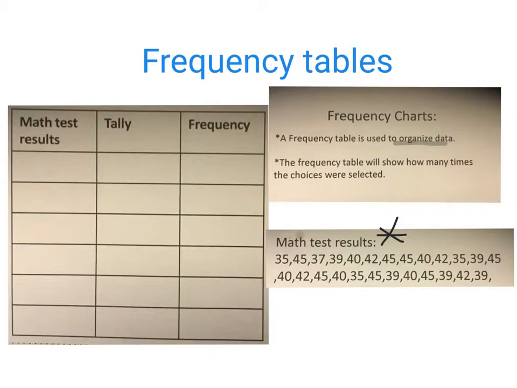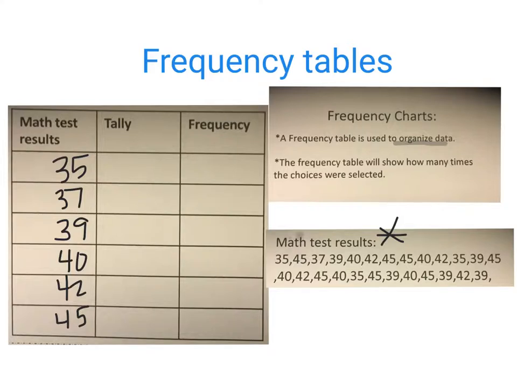If you look over here, it says math test results. This is where we are going to put our actual numbers. So I see the number 35. I see the number 37, 39, 40, 42, and 45. And feel free to catch up if you feel like I'm going too fast.